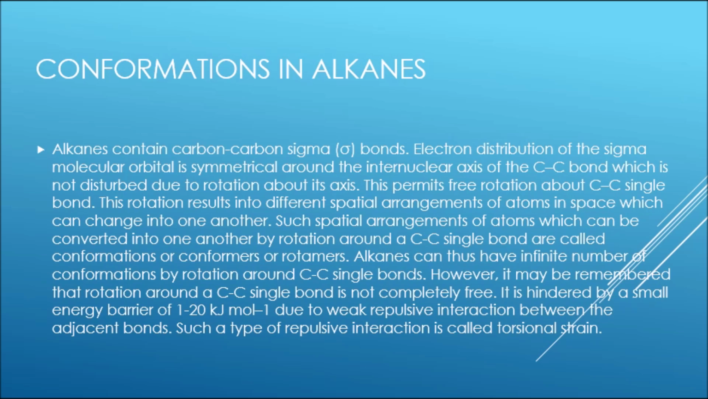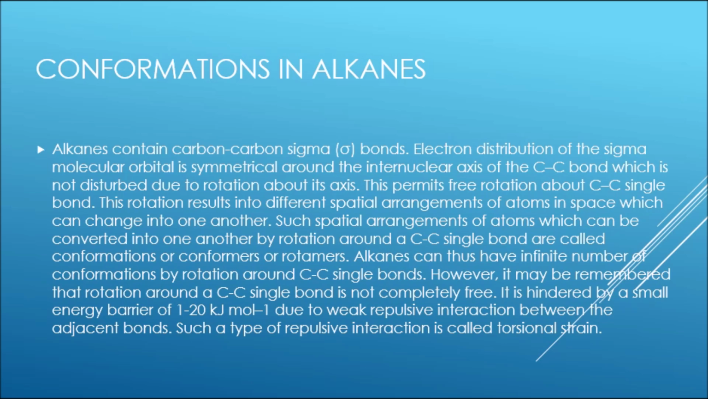Alkanes contain carbon-carbon sigma bonds. Electron distribution of the sigma molecular orbital is symmetrical around the internuclear axis of the C-C bond, which is not disturbed due to rotation about its axis. This permits free rotation about C-C single bond. This rotation results in different spatial arrangements of atoms in space, which can change into one another.